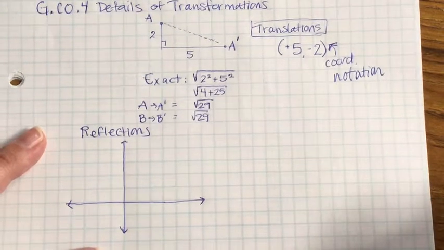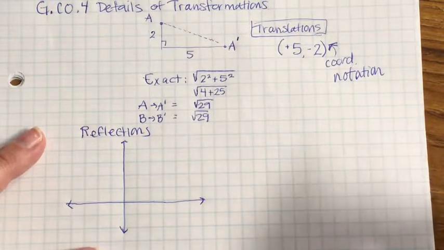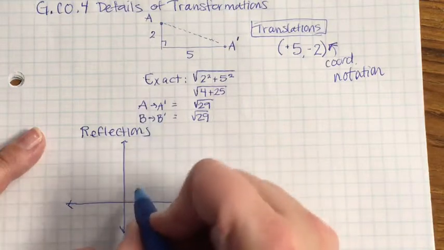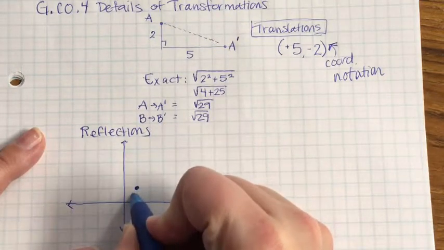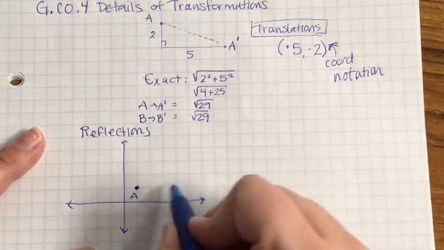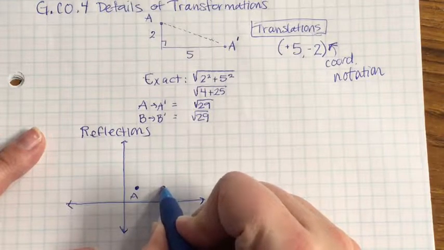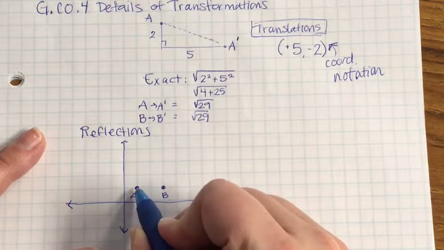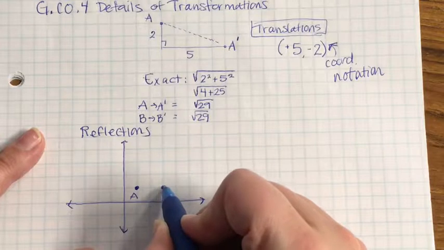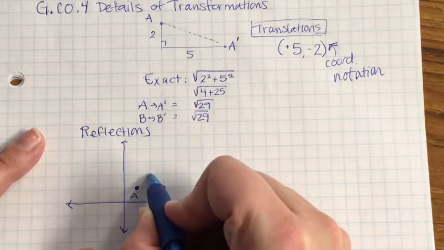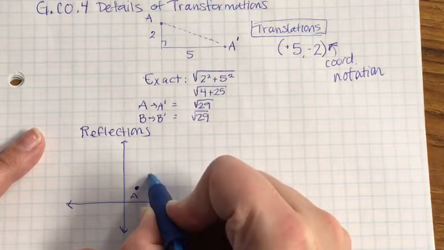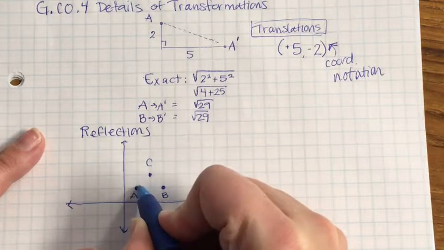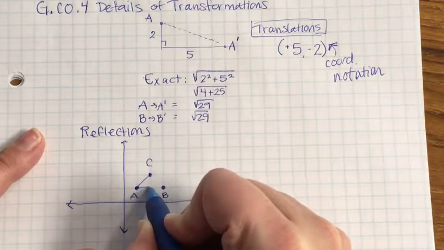Let's just say that we have a really simple triangle. So let's say point A is at (1, 1), and B will be at (3, 1), and let's just have C at (2, 2). So we have this triangle.